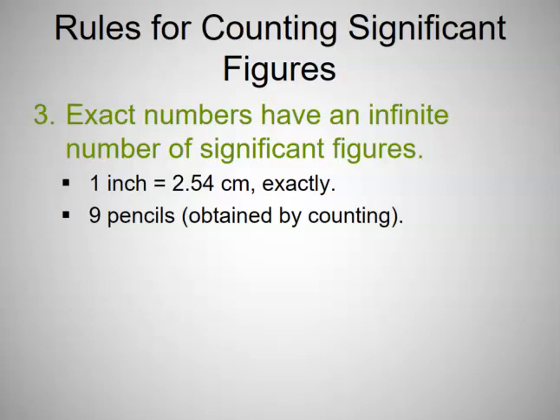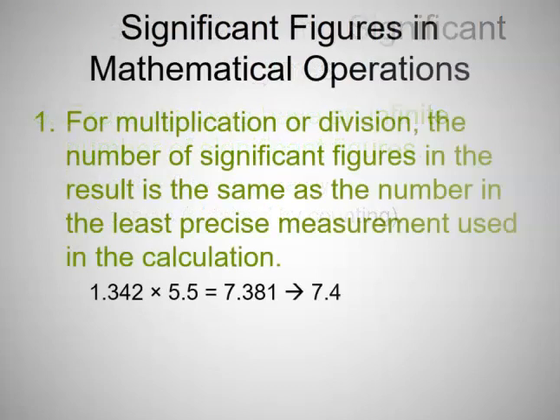There's a rule for multiplication and division, and then there's a rule for adding and subtracting. If you're multiplying or dividing, your answer can have no more sig figs than the number you started out with that had the least amount of sig figs. That's a little different than what the text is saying right here, but I think it's just easier to look at an example.